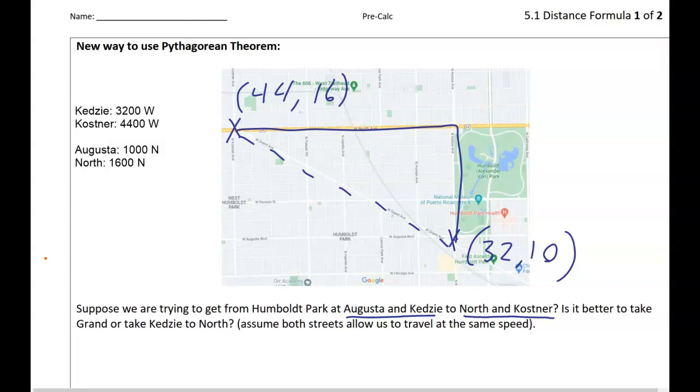Grand does not have a consistent number because it runs diagonally over here. So let's see. Here, this side would be 16 minus 10, which would be 6 units. And this side would be 44 minus 32, which would be 12 units. 12 blocks, really. So I have 12 blocks for one side, 6 blocks for the other side. So we just figured out Humboldt Park is 6 blocks long, which is about right. And we want to know how many blocks this diagonal is.